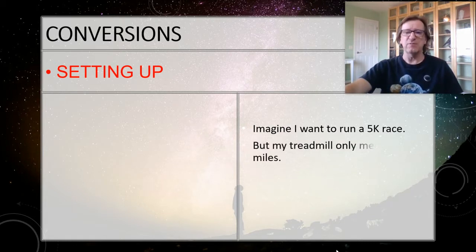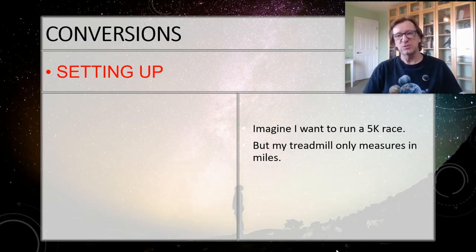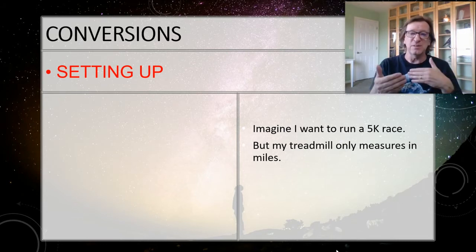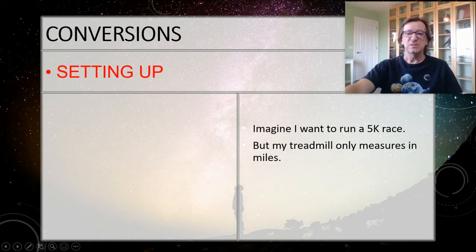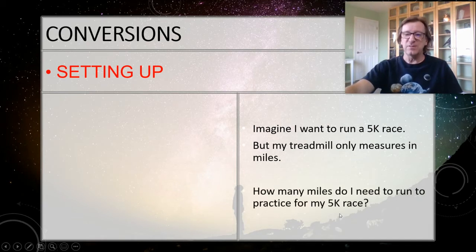So let's say I want to run a 5K race, but my treadmill only measures in miles. Well, I need to know exactly how many miles, because if I'm off by even a little bit, that's going to change my estimate of my time for running that race. So I need to convert 5 kilometers into miles. How many miles is 5 kilometers? So I need my number to convert, which in this case is 5 kilometers.